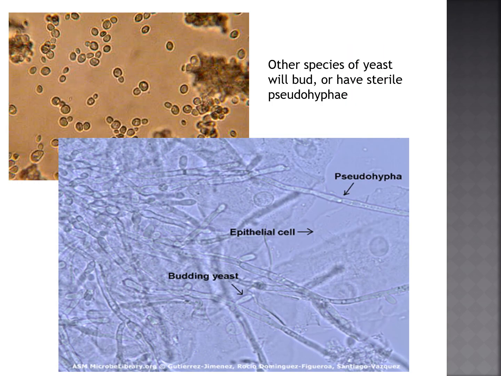So even though Candida albicans is the most commonly isolated species of yeast, there are other species of yeast that will look a little bit differently. In the upper left, we have a picture of budding yeast. There are certain types of yeast that only bud. One would be Candida glabrata, and then one can produce just pseudohyphae but no terminal chlamydospores. An example of that might be Candida parapsilosis or tropicalis.